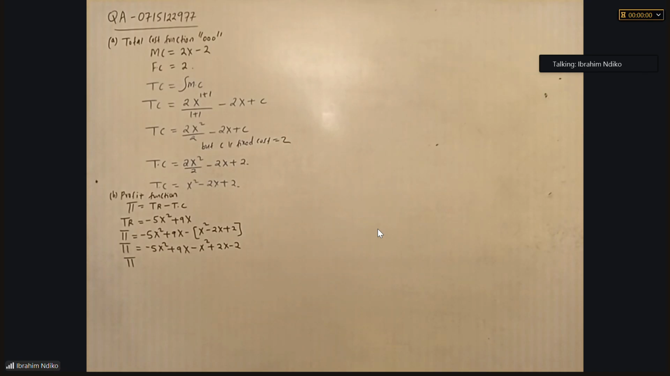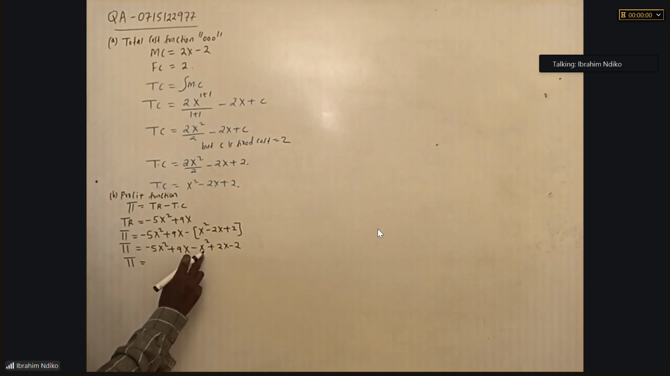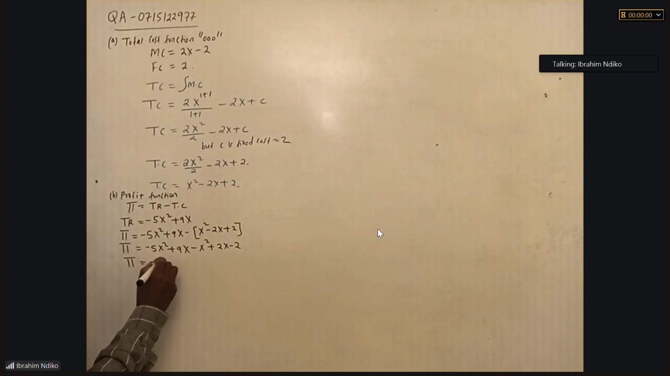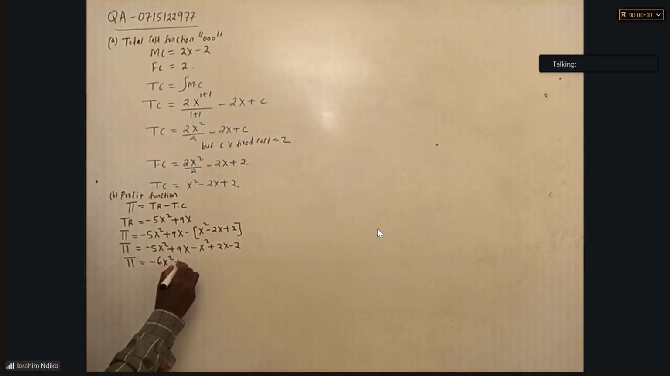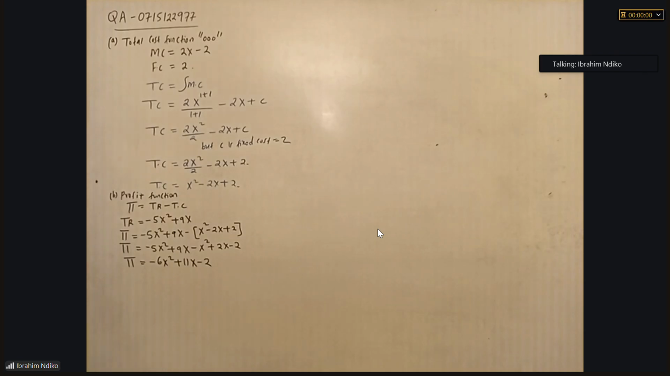So we collect the like terms together. So minus 5x squared minus x squared is minus 6x squared, 9 plus 2, 11x, minus 2. So that's our profit function.